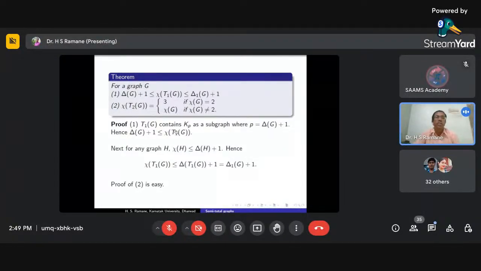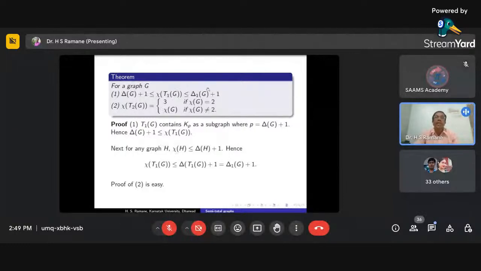See the proof, just outlined here. Now T1 G contains Kp as a subgraph, where p is delta G plus 1. The semi-total line graph contains a complete graph of order delta G plus 1, and hence the chromatic number of T1 G is greater than or equal to delta G plus 1. So the left hand side is established.